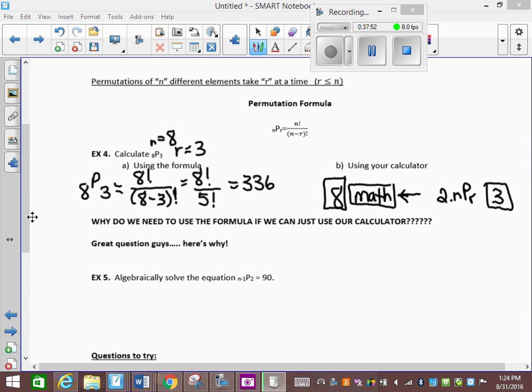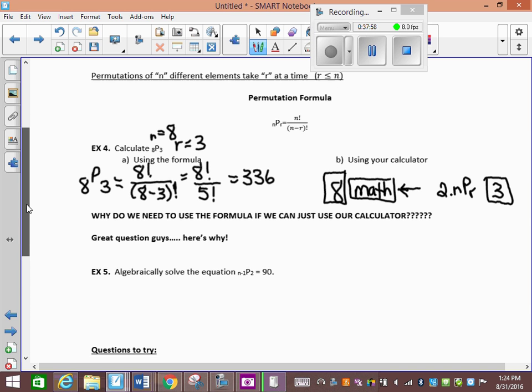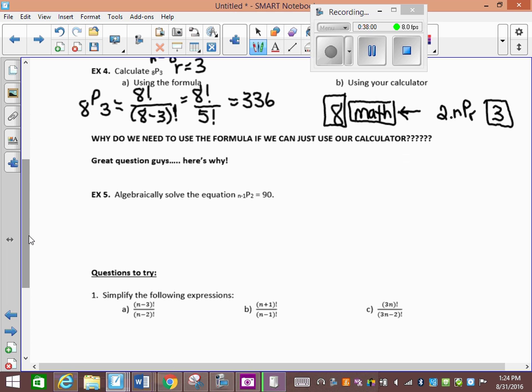Now, some people say, well, why the heck would I ever use that formula if I don't apply it? Because you're going to get something like this: n minus 1 P 2 equals 90. There's no n minus 1 in your calculator. You can't go x minus 1, number 2, button 2. That doesn't work. X is always saved as whatever we last found x to be.